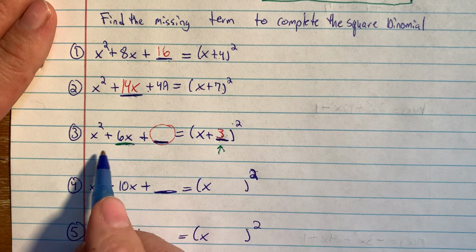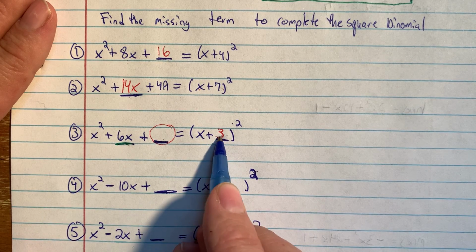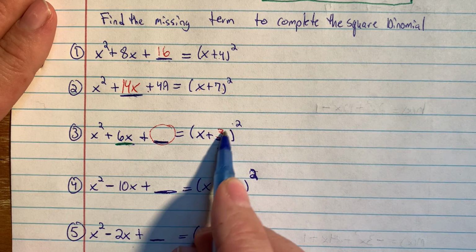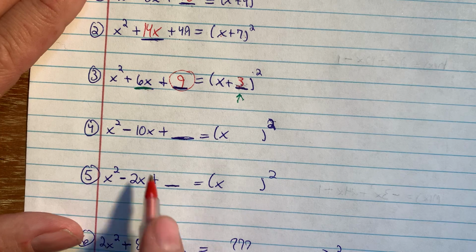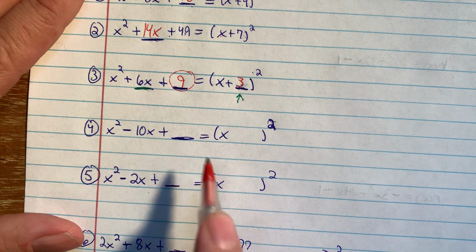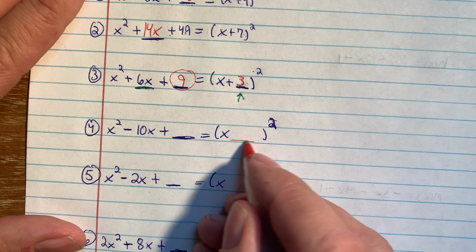We square the first one, that's x squared. These get multiplied together and doubled to make this one. And then we square the last one. And so this needed to be 9. It's a bit of a puzzle. Why don't you try another one just like that? x squared minus 10x plus what equals x what? What's going to go here and here?